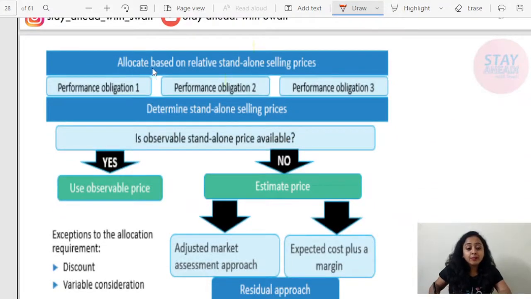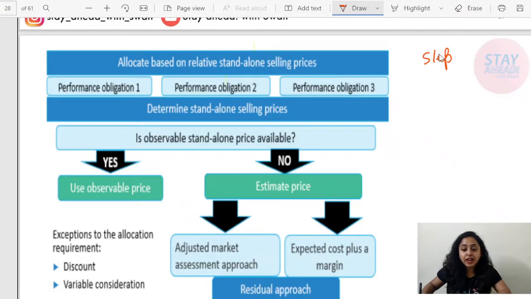Next, allocate based on relative standalone prices. Now there is a transaction price, and you have to allocate it. This is step number 3. You have identified the contract with the customer. Secondly, you have identified the performance obligations. Now the next step is that you identify the transaction price, and then allocate this transaction price to the performance obligations.